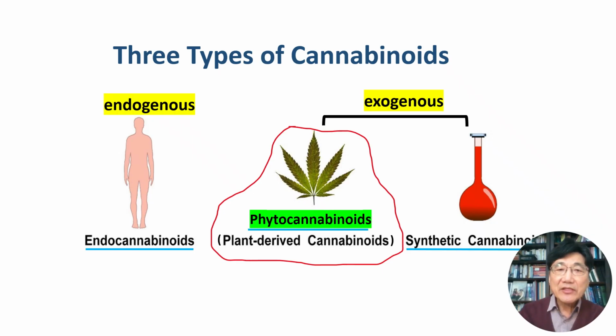There are three types of cannabinoids. Endocannabinoids are endogenous and occur in our body. On the other hand, phytocannabinoids and synthetic cannabinoids are exogenous. Plant-derived cannabinoids are called phytocannabinoids, including CBD and THC. Synthetic cannabinoids were originally developed for research and do not occur in nature. In this lecture, I will just talk about phytocannabinoids.